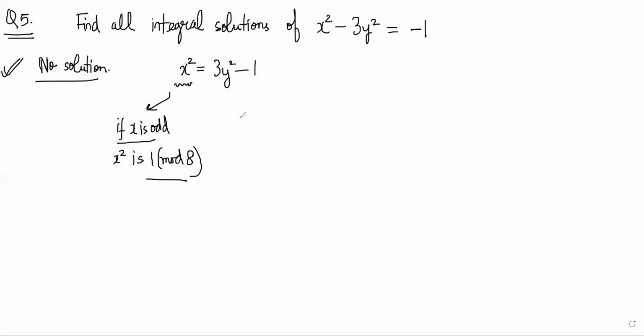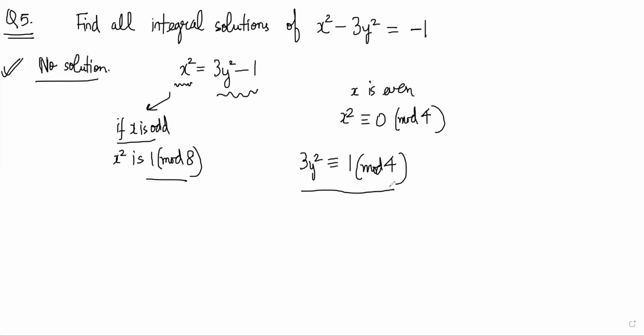There's also a contradiction with mod 4. You're saying if x is even, then x square is divisible by 4. So 3y square minus 1 is divisible by 4, and 3y square is congruent to 1 mod 4, and that's not possible.